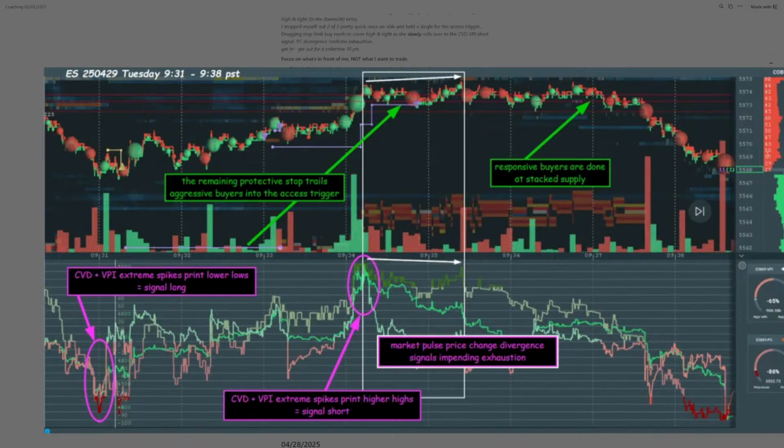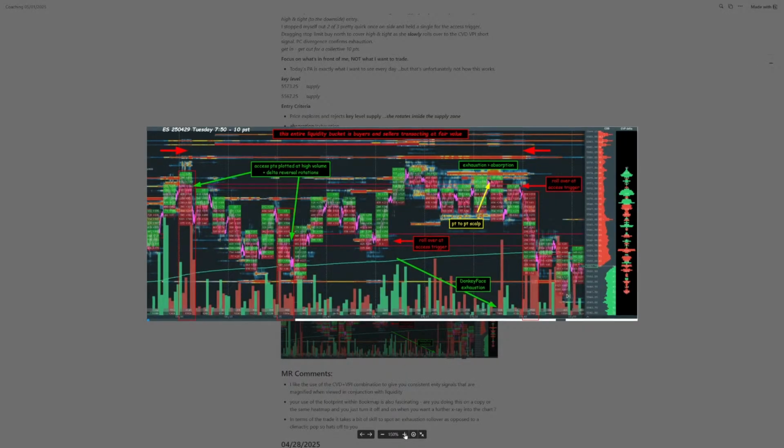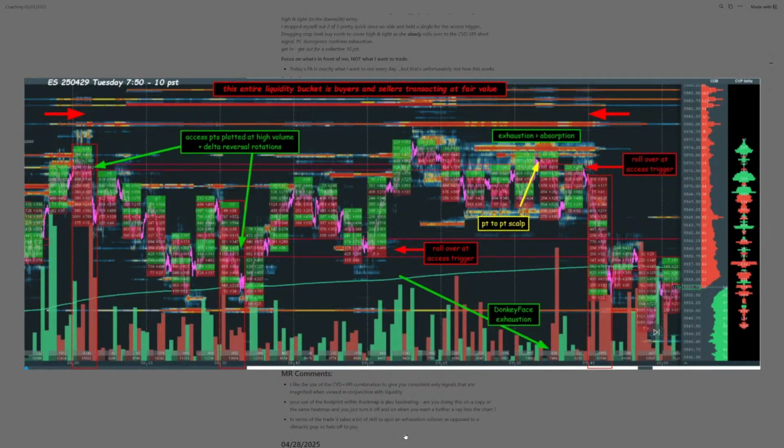Right. I don't really have any problems with it. Can you flip back to the footprint real quick, Bruce? Sorry, to what? Can you flip back to the footprint real quick? Sure. You see the two big red arrows, one on the left and one on the right? This and this? Yeah.